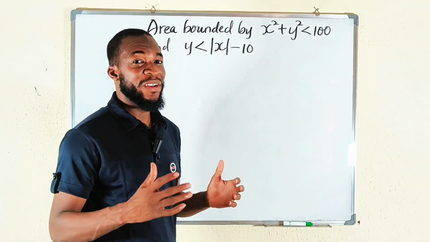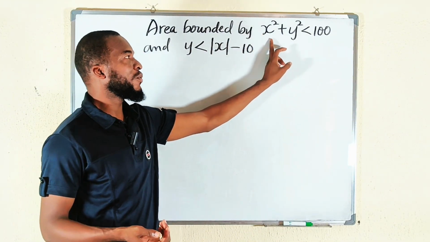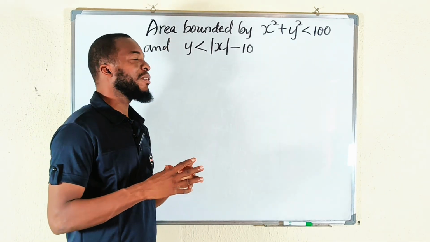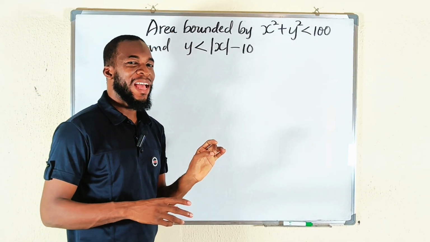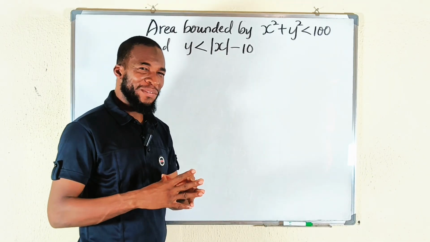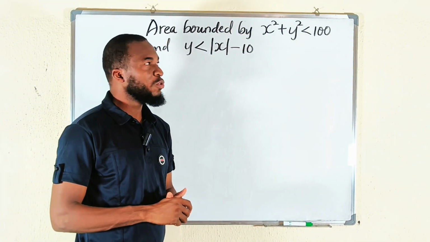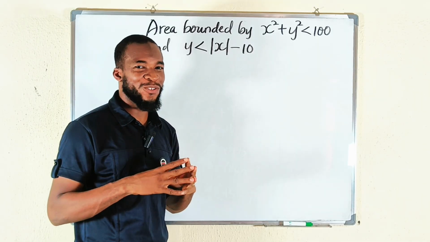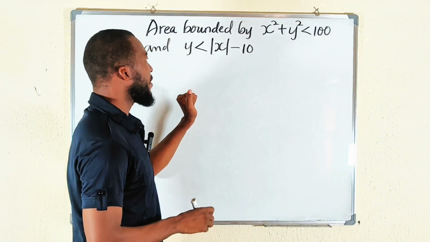This question is literally asking us to find the area bounded by these two functions. You can see x squared plus y squared less than 100 and y less than the absolute value of x minus 10. To even understand what to do can take you more than 3 seconds, and to visualize it can also take you at least 5 seconds. And what about real calculation to find the actual answer? So I don't think there's anyone that can answer this question within 1 or 2 seconds. It's not possible, unless you are familiar with the answer. So let me show you what this question is asking us about.